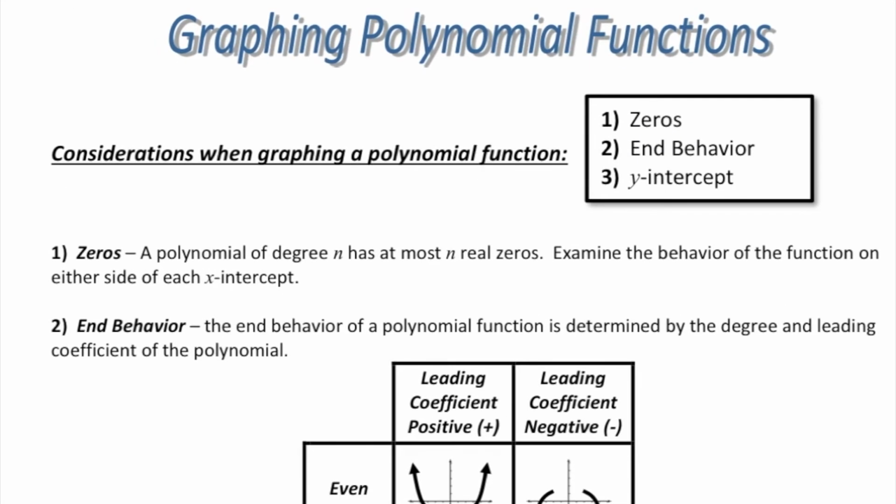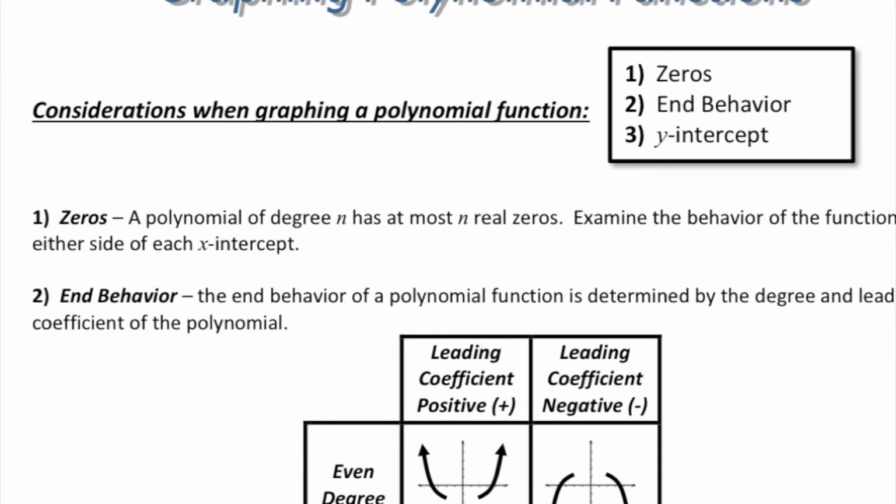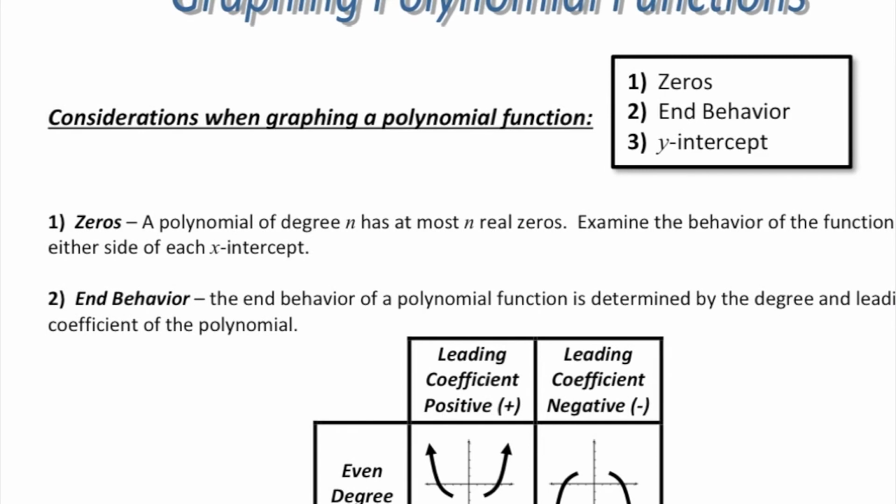I'm not going to have you be super fastidious and detail-oriented about graphing the polynomial functions, because we're just trying to draw sketches, general sketches of them. And so the things that I want you to be able to find algebraically and place on a graph are the zeros, the end behavior, and the y-intercept.